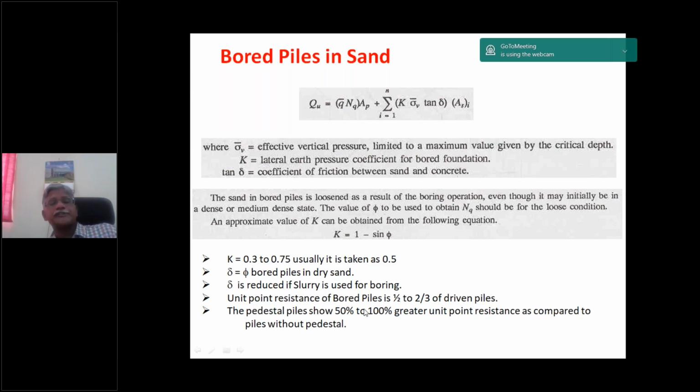The unit point resistance of bored piles is half to two-thirds of that of driven piles. The pedestal piles show 50% to 100% greater unit point resistance as compared to piles without pedestal. So these points are taken into consideration while estimating the ultimate capacity of bored piles in sand.